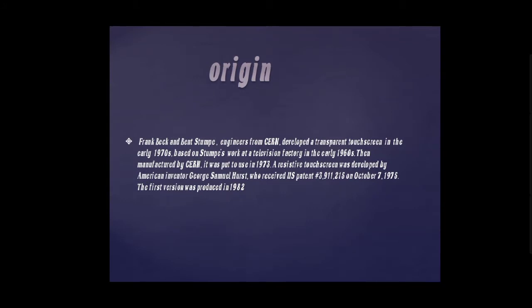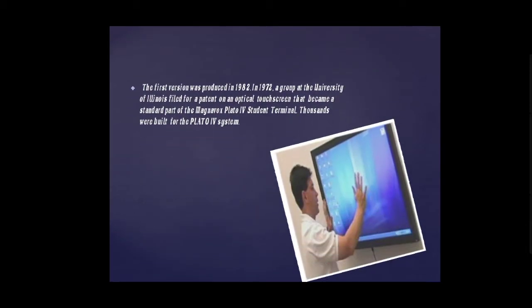Origin. Frank Beck and Bent Stumpe, engineers from CERN, developed a transparent touchscreen in the early 1970s, based on Stumpe's work at a television factory in the early 1960s. The first version was produced in 1982.